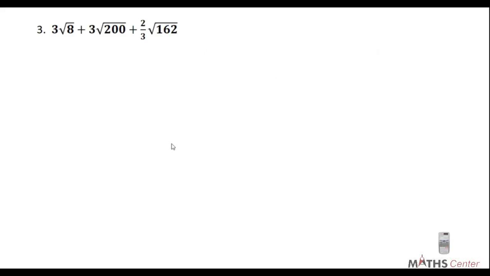So you replace that with what you have here, as we can see from here. So don't forget that 3 is already in front of the square root sign. So we have 3, then square root of 8 is now 4 times 2, then plus 3 is already here. So we have 3, then 200 will give us 100 times 2, plus 2 over 3 is already here. So 2 over 3, then square root of 162, as we have seen, is now 81 times 2.